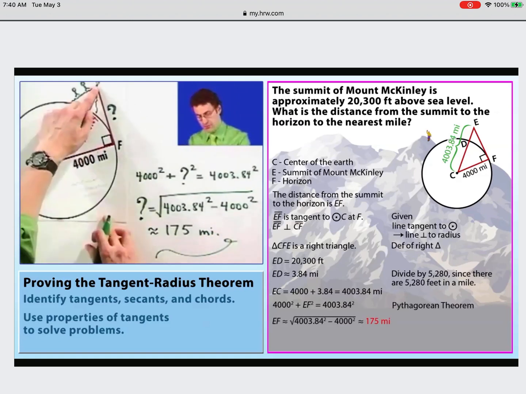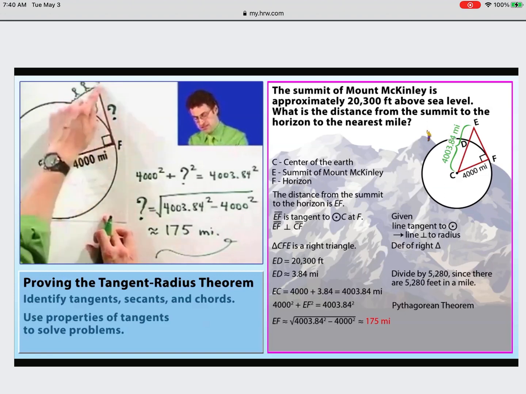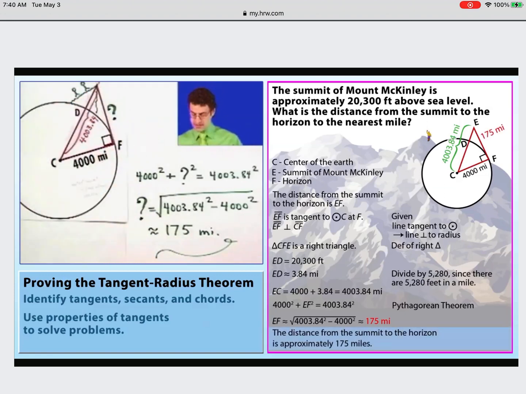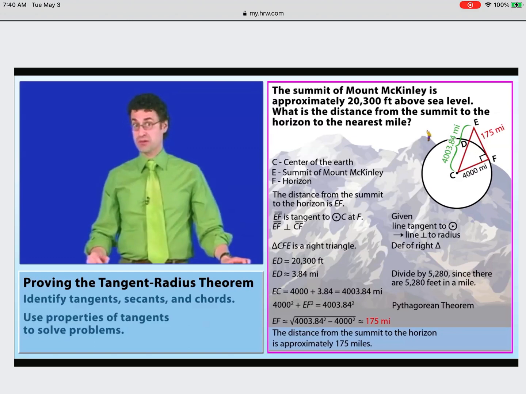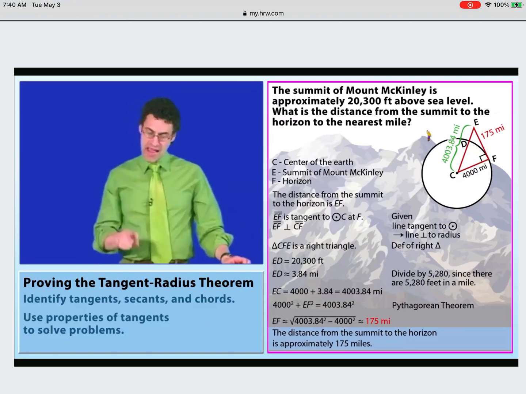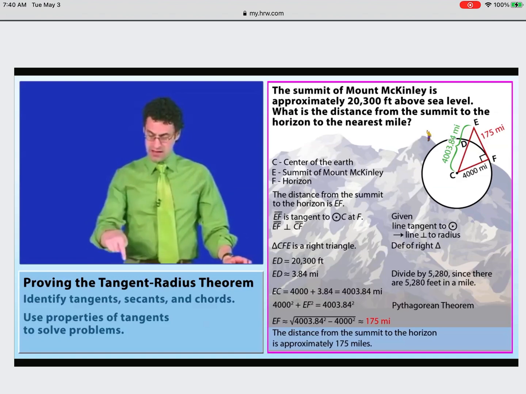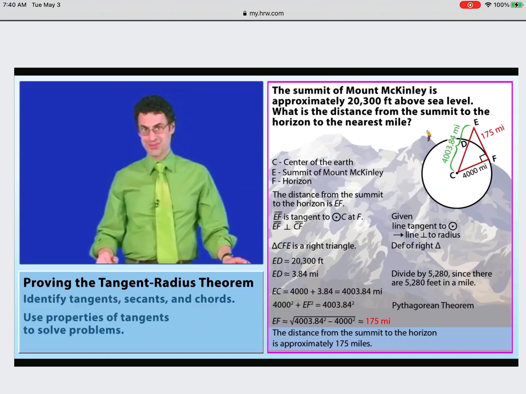So how far is that? What is the distance to the horizon? It's 175 miles. You've got an amazing view from Mount McKinley, and geometry allows us to figure out how long that view is. Cool.